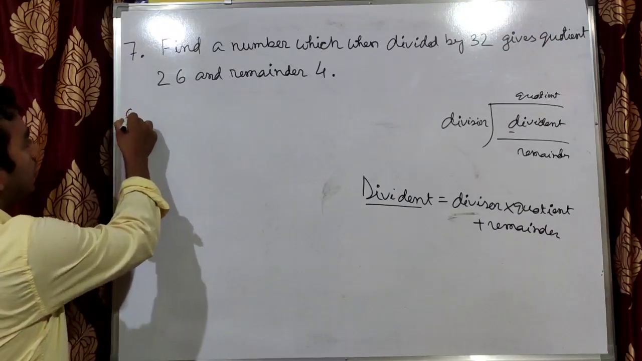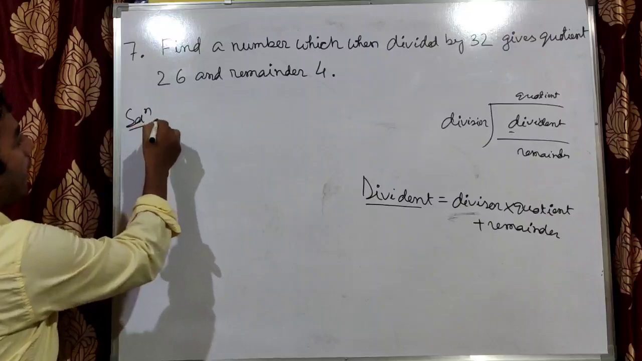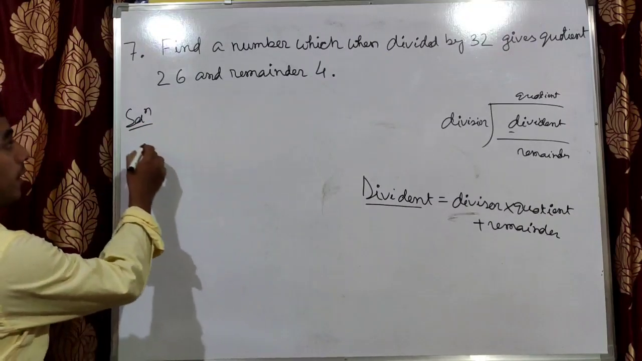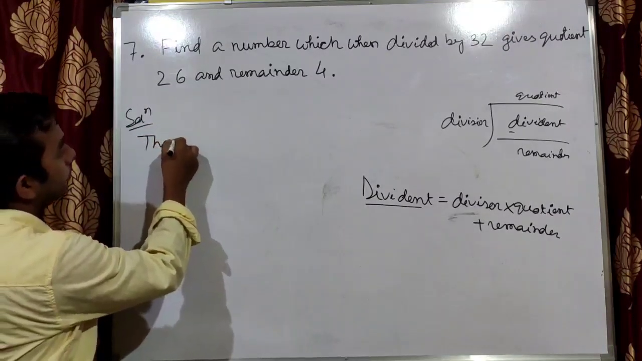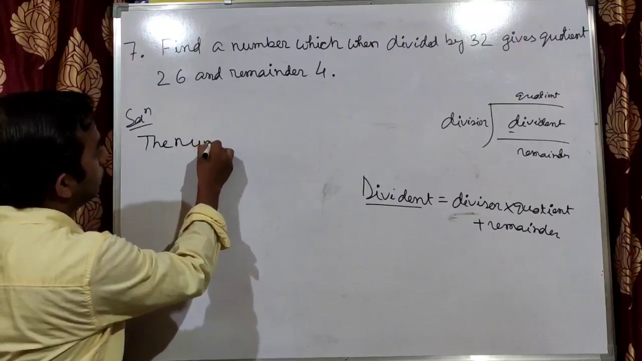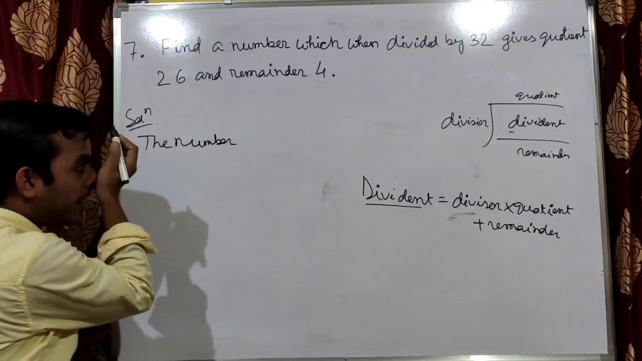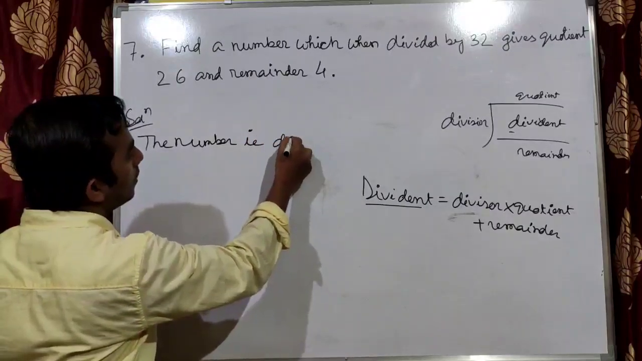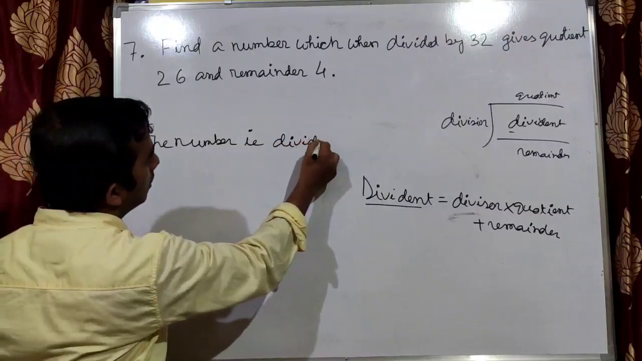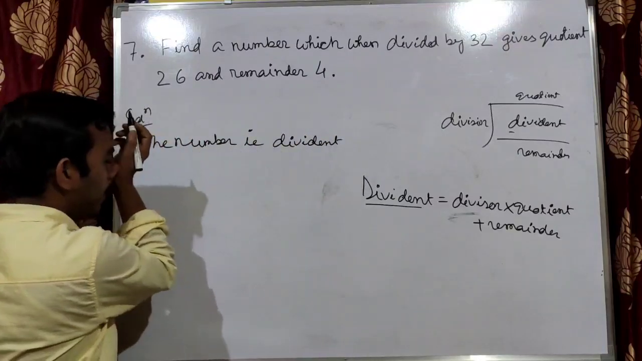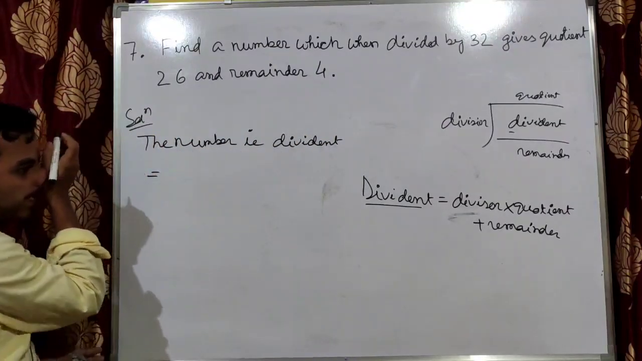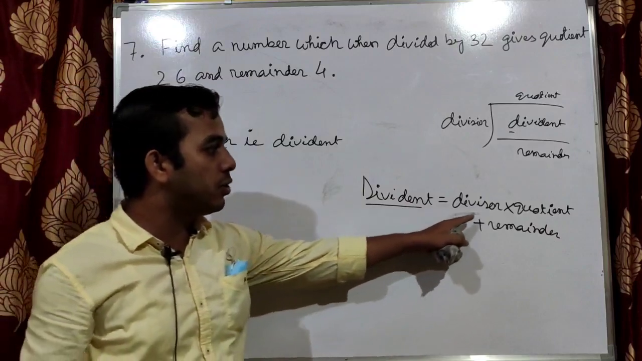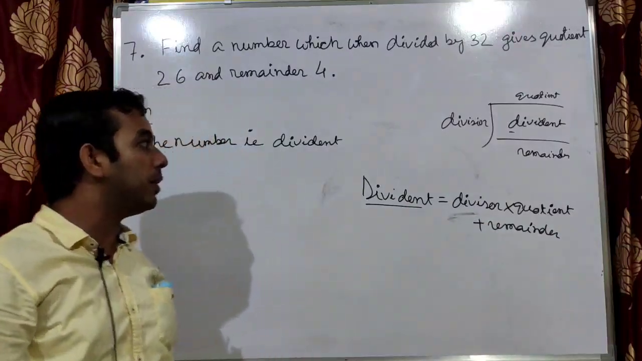So we will write solution. The number, that is the dividend, equals divisor into quotient plus remainder.